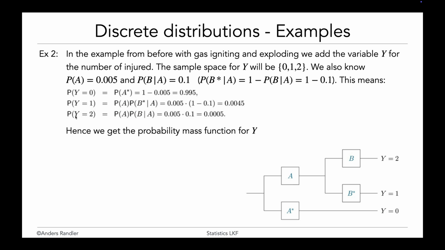And in this case, we have if y equals 2, which means this happens and this happens. What's the probability for A times the probability for B if we know that A has happened? And we have that one too. And if we calculate that, we get 0.0005. Putting all of this together, we get a probability mass function for y. Because we have now calculated the probability for the possible outcomes. So 0, 1, 2. And these are the results. And also, of course, if we add these three together, the result must be 1, and it is.